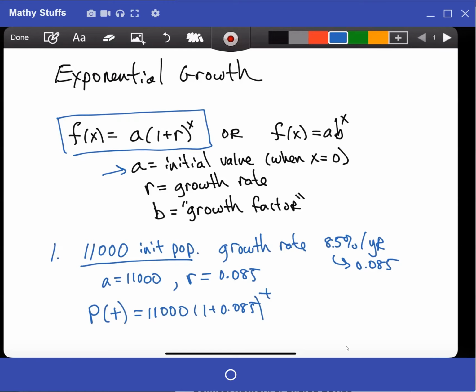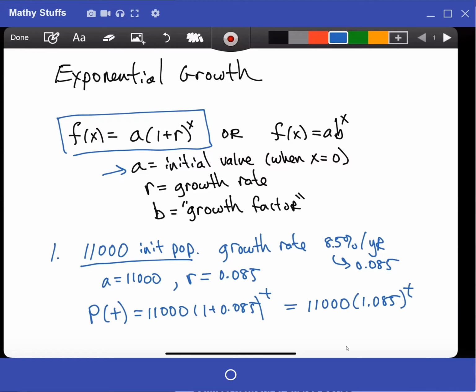So let's actually go ahead and do a little bit more with this. First thing I'm going to do is just simplify a little. 11,000, and then I have 1 plus 0.0, whoops, I wanted to put those together, 1.085 to the t.